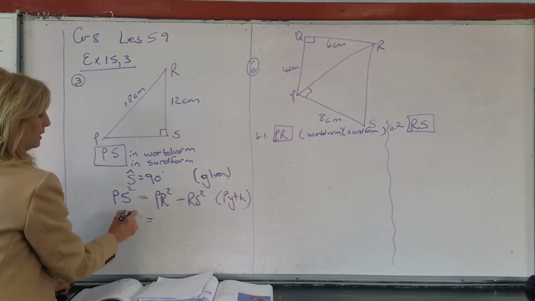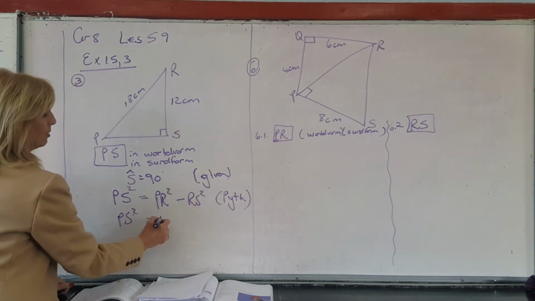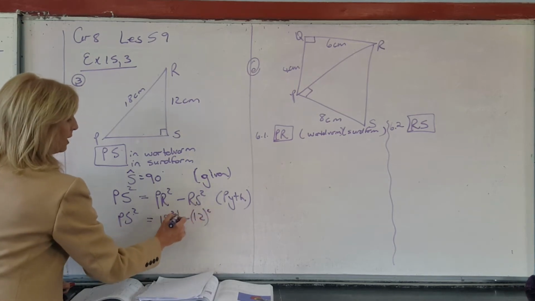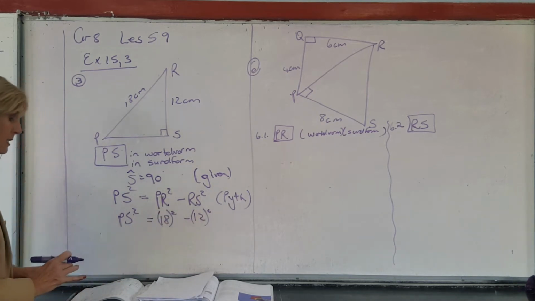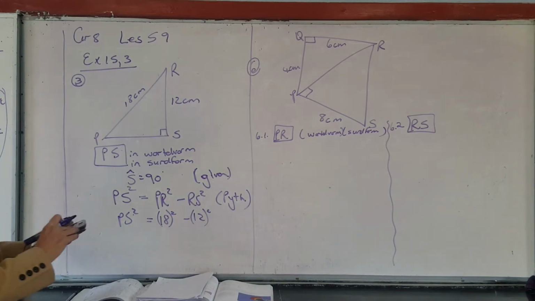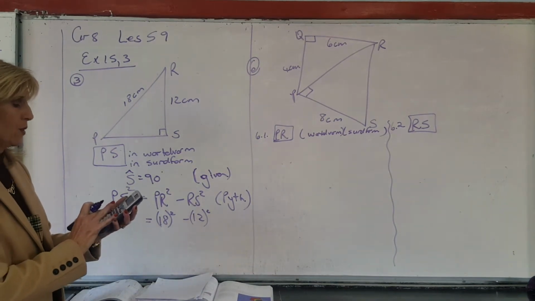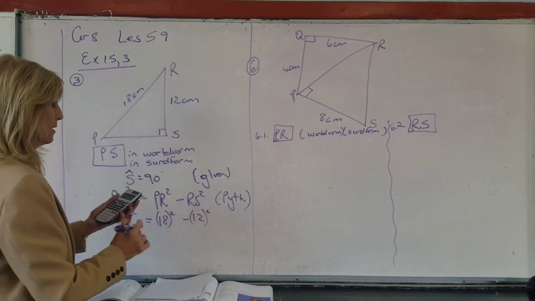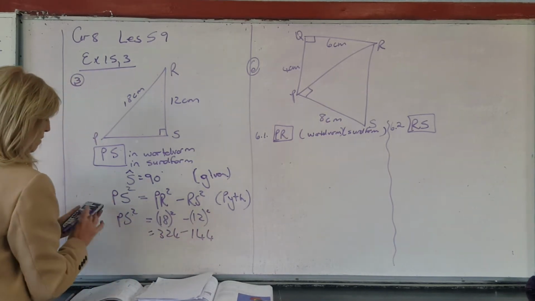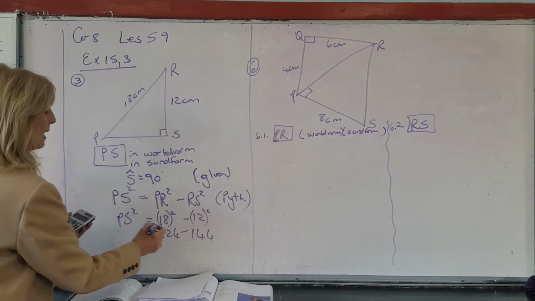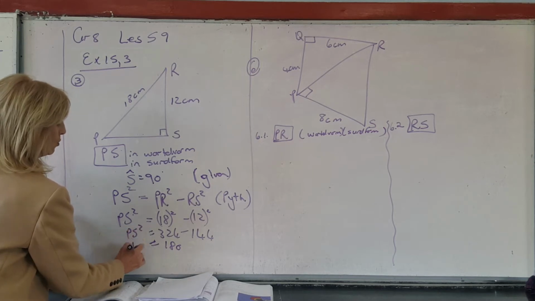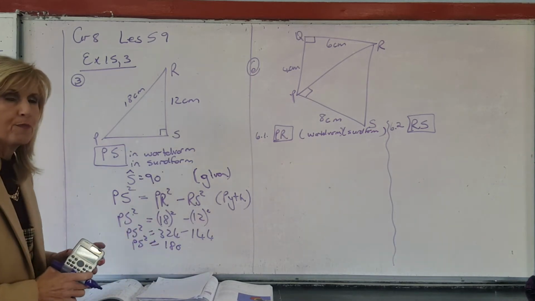So when you substitute it in, dan is PR se kwadraat 18 se kwadraat minus 12 square. You can put it in brackets. Please don't use the centimeters because you make mistakes if you use the centimeters. Calculator. So it's going to be 18 square, which is 324 minus 144, which gives me 180. Dis die antwoord vir PS kwadraat. That is the answer for PS square.